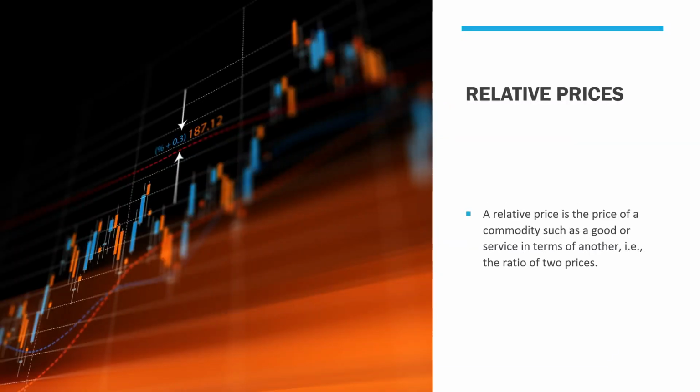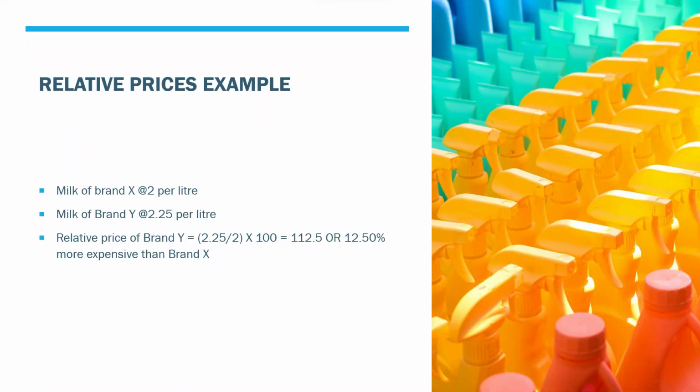Option A, relative prices. A relative price is the price of a commodity such as a good or service in terms of another, that is, the ratio of two prices. A relative price may be expressed in terms of a ratio between the prices of any two goods or the ratio between the price of one good and the price of a market basket of goods. A simple example will explain it.